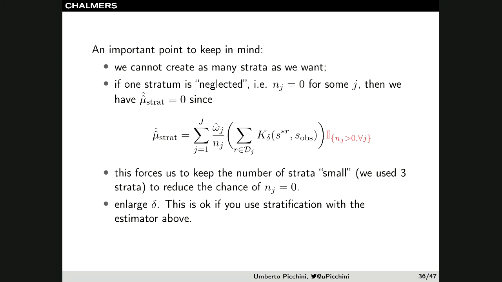Okay, so what's the issue? We cannot create as many strata as we want, because if we introduce more and more strata, it's more likely that you have neglected strata. So we had to keep the number of strata small. We chose to consider 3 strata, but we don't really have a theory for choosing the number of strata and how wide these strata should be. So this is further research. And again, keeping a larger delta is okay if you use this approach here.